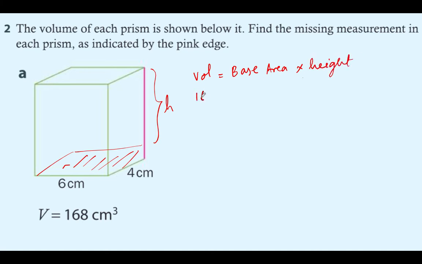Volume we already know is 168. Area of base is 4 by 6 and since we don't know height, I am just writing the variable h here. So 4 times 6, 24 times h, and when you shift 24 to the other side you get 7. So the height of this prism is 7 and the unit is centimeter.